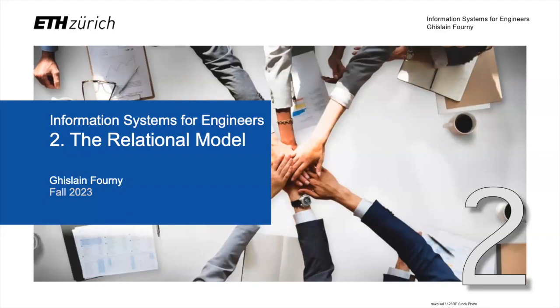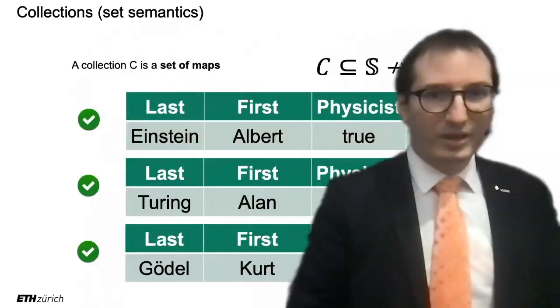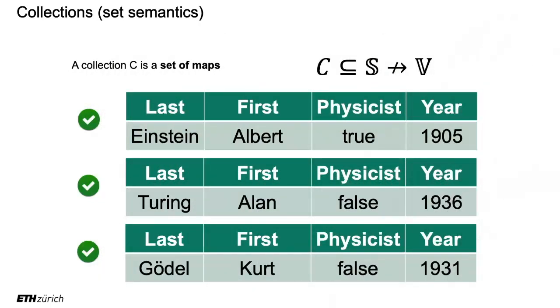All right. So we stopped here. The first definition, we covered the relations over domains. But my second definition was that a collection is a set of records, and these records are actually maps. Every record maps attributes to values, right? So we have a first record. Last is mapped to Einstein, first is mapped to Albert, physicist to True, and year to 1905.